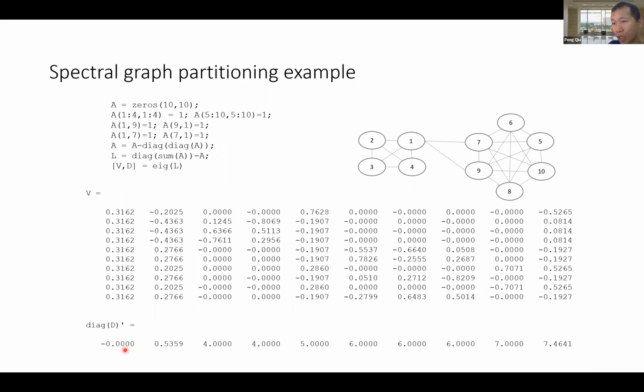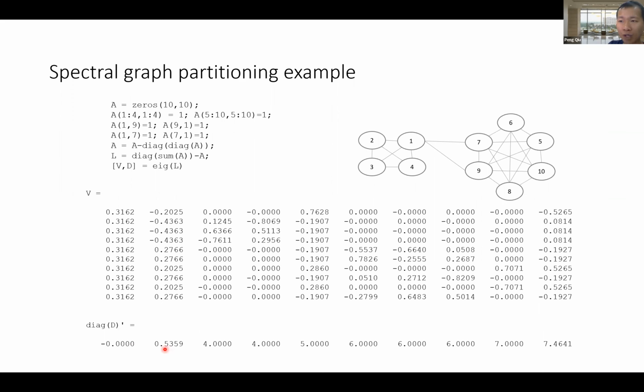Okay, so first of all, eigenvalues are non-negative, and there is one that's exactly 0. You see a negative sign here, but this is numerical imprecision. Okay, so one eigenvalue for sure will be 0, and this is because of how we construct the diagonal elements to make the column sums 0.